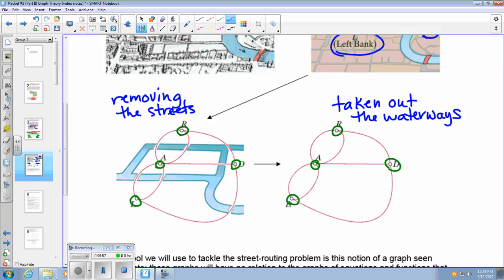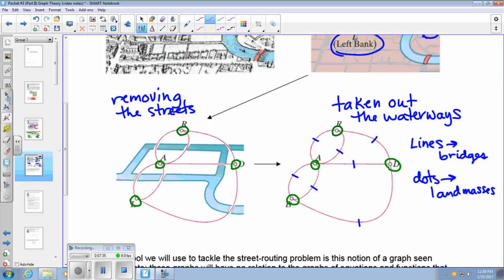And we also have the 7 bridges that connected them. So we've got 2 bridges that connect the left bank to Island A, 2 bridges that connect the right bank to Island A, the bridge that connects the right bank to Island D, and D to the left bank, and then that 1 bridge that connects the 2 islands. Right, so notice here that the lines represent the bridges, and the dots represent the land masses.